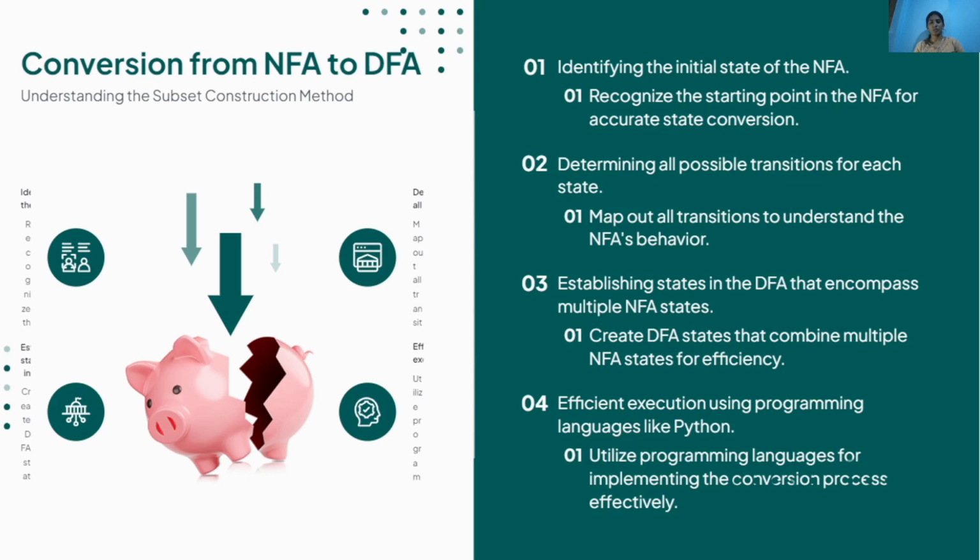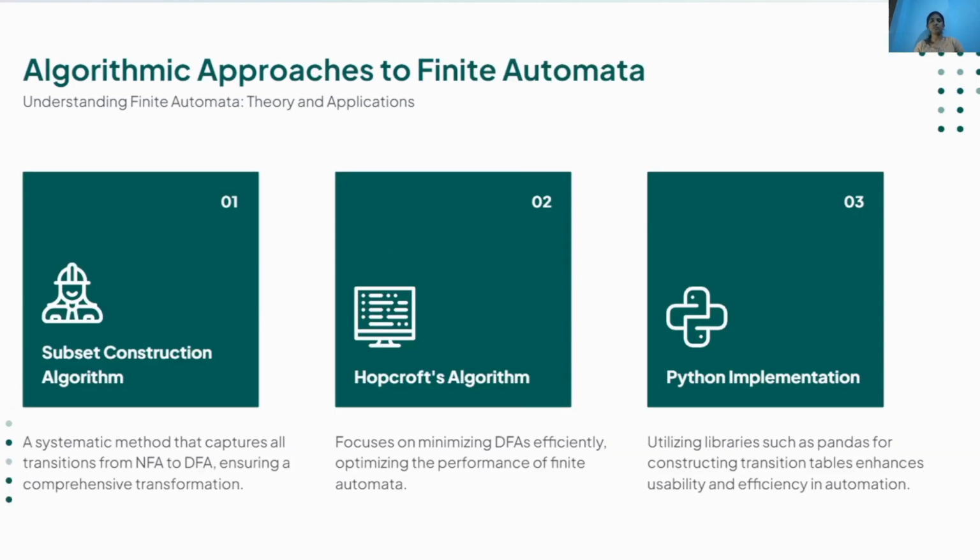Next, we should establish states in the DFA that encompass multiple NFA states. Create DFA states that combine multiple NFA states for efficiency. Next, we have efficient execution using a programming language like Python. In Python, we can implement this conversion of NFA to DFA, utilizing the programming language to carry out the conversion process effectively. Next, we have algorithmic approaches to finite automata. The algorithms we can use are the subset construction algorithm, then the Hopcroft algorithm, and then the Python implementation.